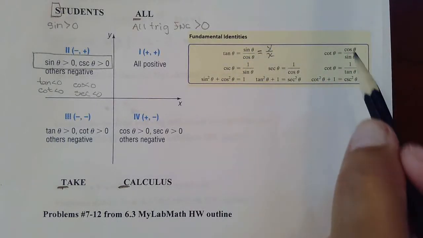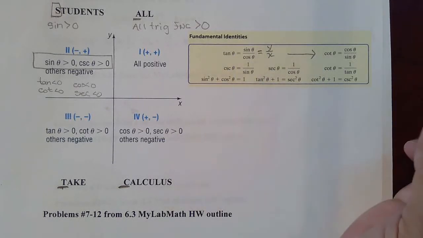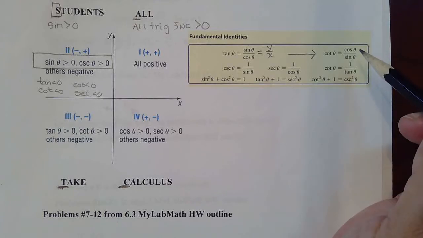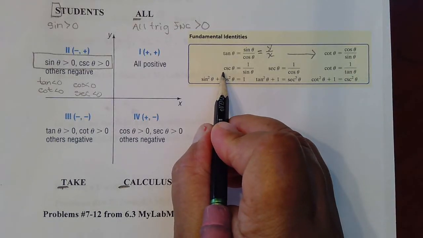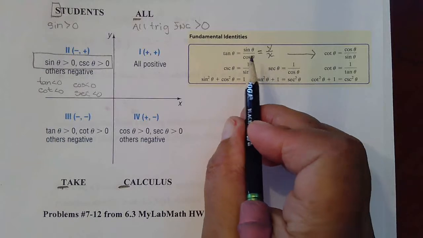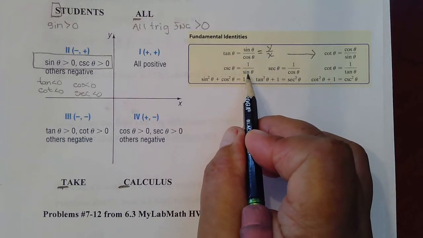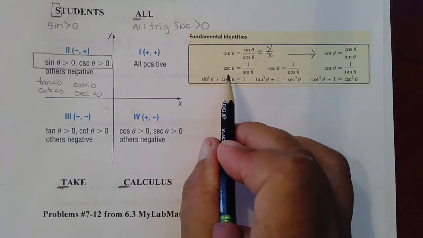You want the cotangent definition? Just take this definition, flip it over. So cosine over sine. If you want secant, remember cosecant and sine are reciprocal cousins. This is another way to write a reciprocal: 1 over whatever the trig function is that is a reciprocal cousin to cosecant.